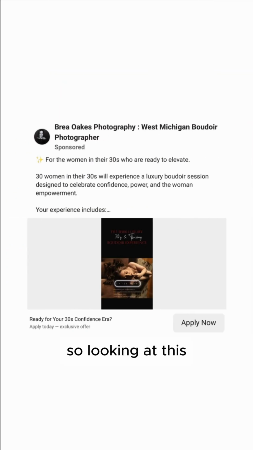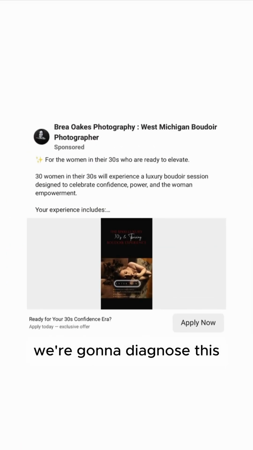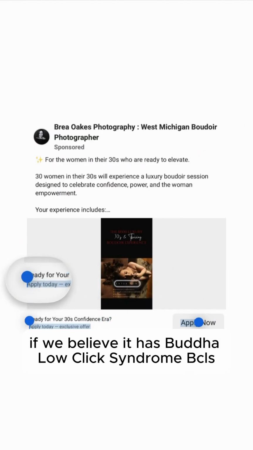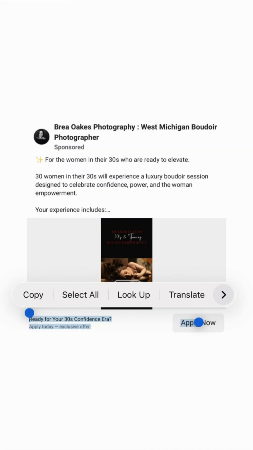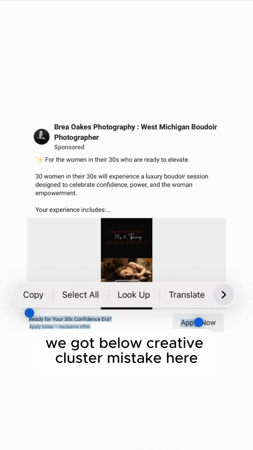So looking at this, we're going to diagnose it, to see if we believe it has boudoir low click syndrome, BLCS. See if its unique CTR is under 6%. So let's see. We've got a below creative cluster mistake here.